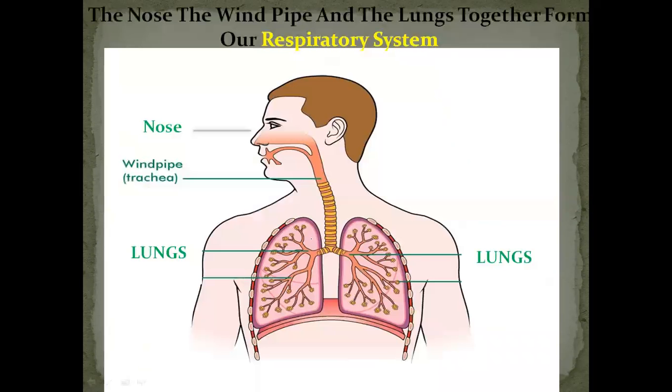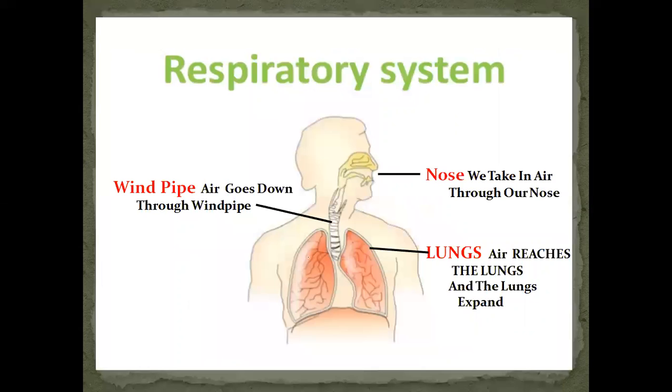So the nose, the windpipe, and the lungs together form the respiratory system. We take air through our nose and it passes through the windpipe and reaches the lungs. And the lungs will expand and trap the oxygen, and then the remaining gases will be released out through the process of exhalation. So the nose, the windpipe, and the lungs together form our respiratory system.